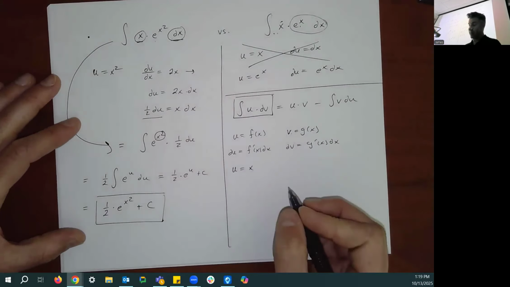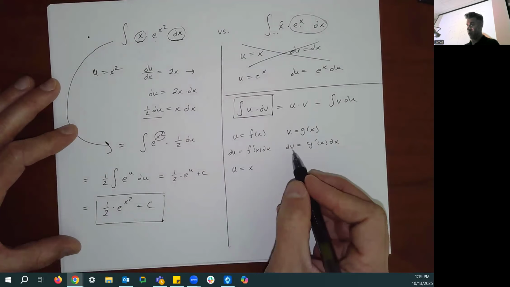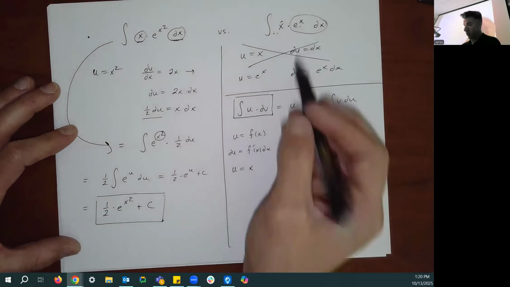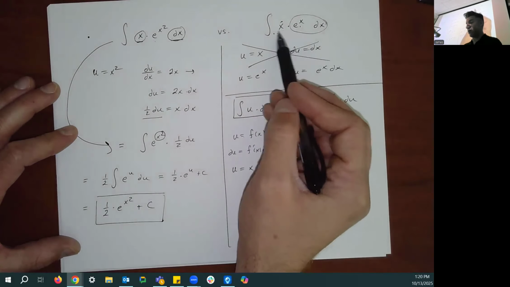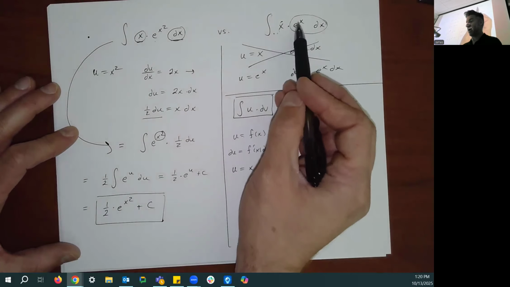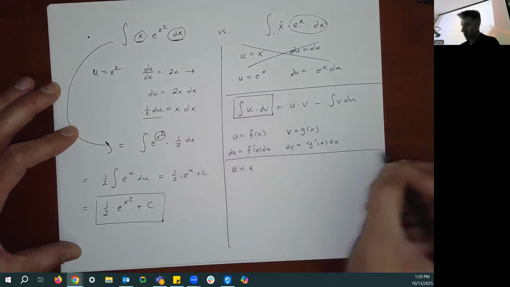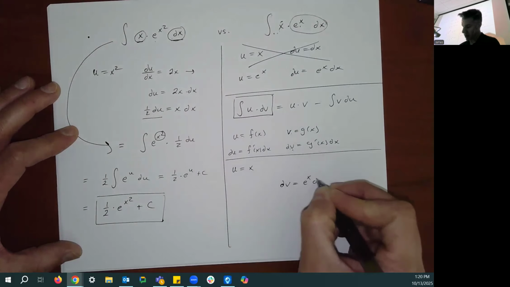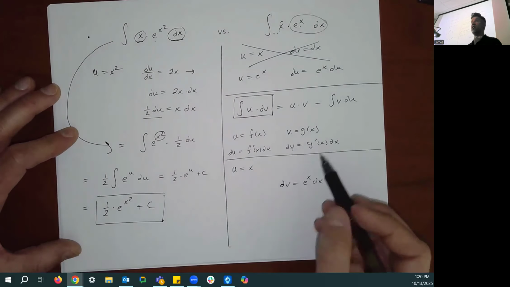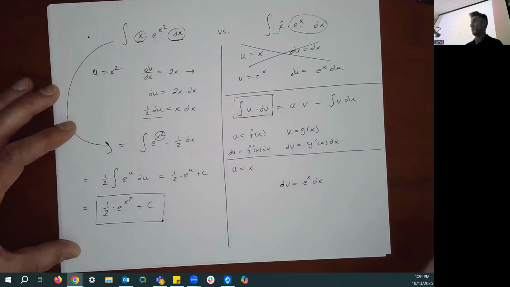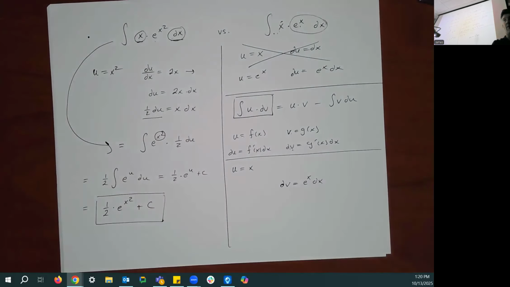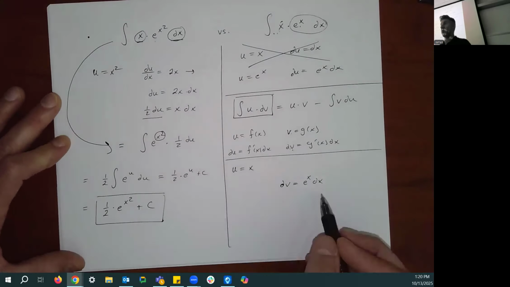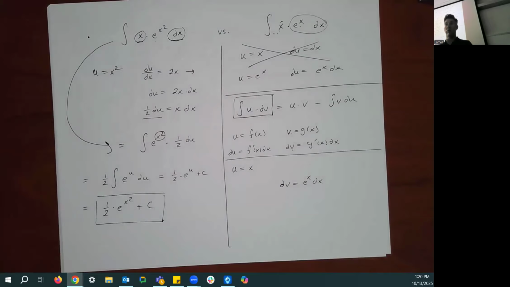And we're going to pick our dv equal to whatever's left in the integral. So my u is x, and the leftovers are all of e to the x times dx. So we're picking dv equal e to the x times dx. Or in this notation, we're picking what g prime is already equal to. So we're not starting with g and finding g prime. We're starting with g prime and finding g. Or we're starting with dv and finding v. So these are the pieces we always start with when we're thinking about using integration by parts.